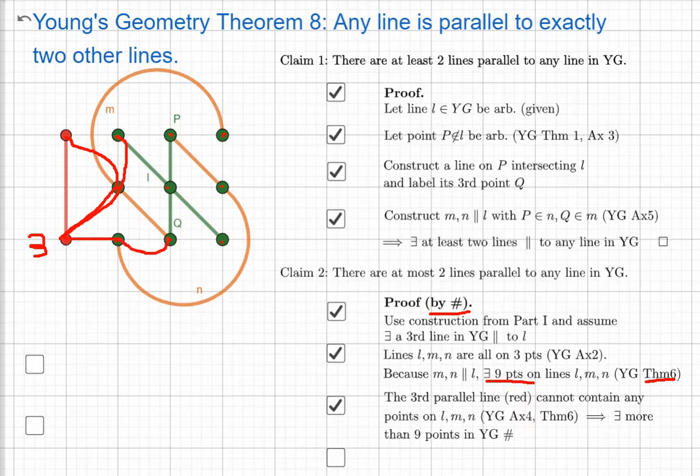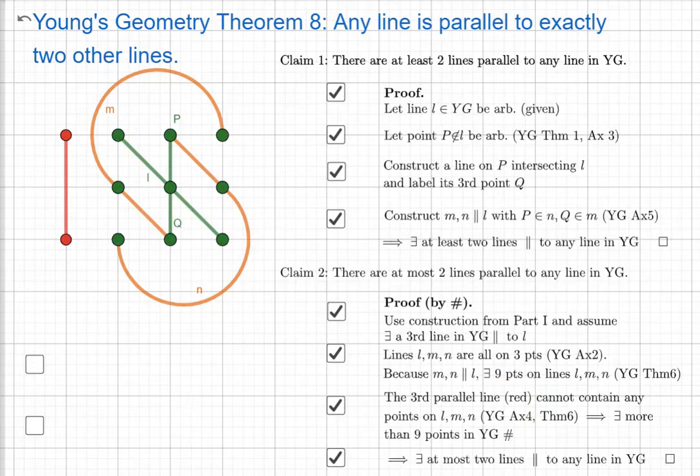And anyway, it doesn't matter because we're going to have at least a 10th point in the geometry, which is a contradiction. We can only have 9. So therefore, there's at most 2 lines parallel to any line in Young's geometry. So now claims 1 and 2 are true. But let's finish this off with some clarity.